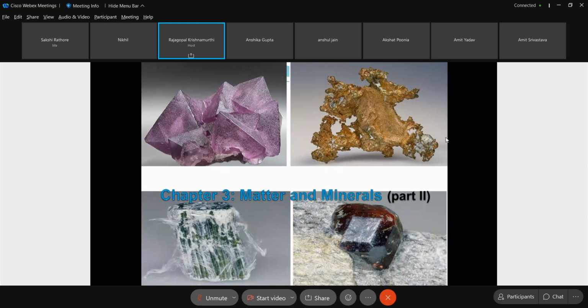I don't know the name, but it is some violet-colored crystal. Very good, Amit. Yes, they are fluorite. When you come to the laboratory or the museum, you will see all these things.